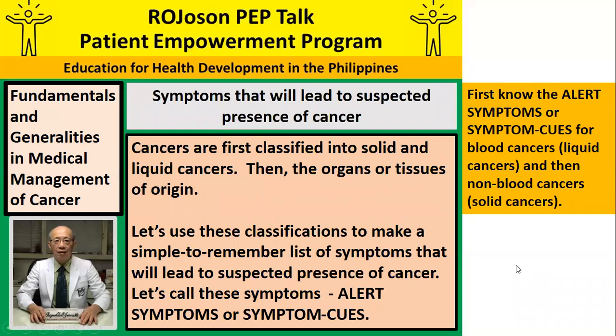First, classify the cancers into solid and liquid cancer, and then the organs and tissues of origin. So let's try to use these classifications to make a simple to remember list of symptoms that will lead to suspected presence of cancer. Let's call these symptoms alert symptoms or symptom cues. So first, know the alert symptoms or symptom cues for blood cancers, also called liquid cancer, and then non-blood cancer or solid cancers.